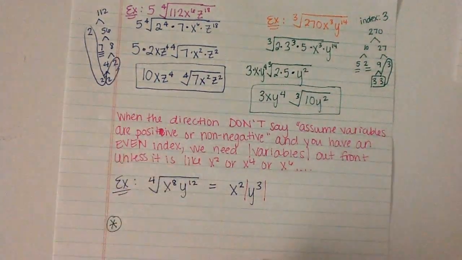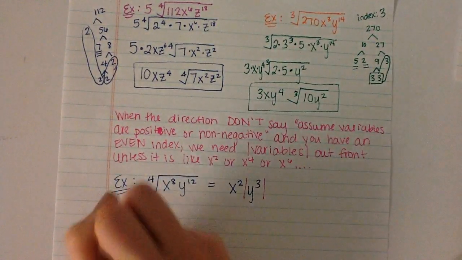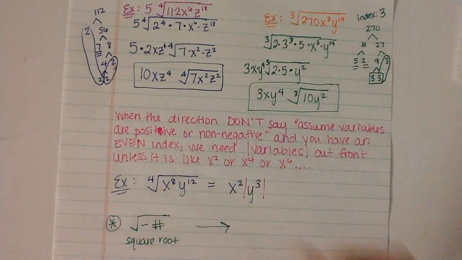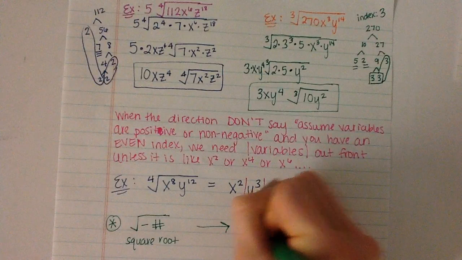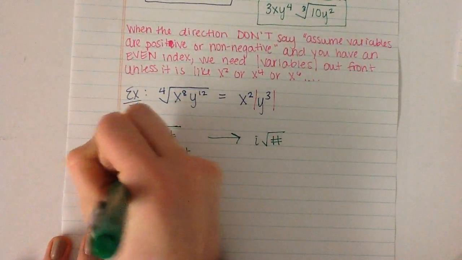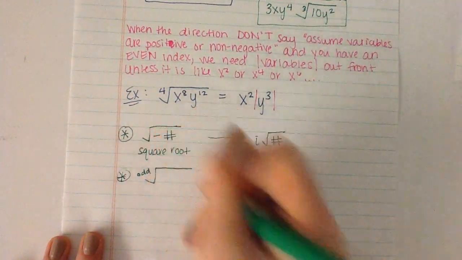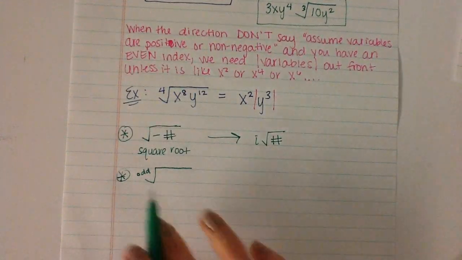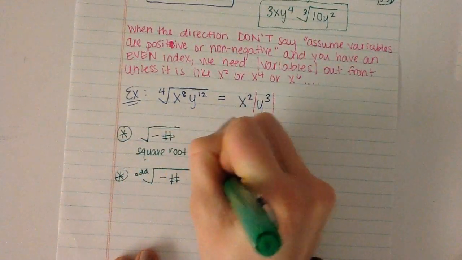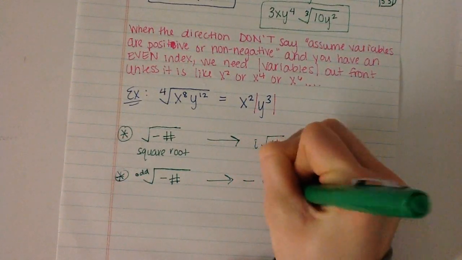So, if we have the square root of a negative number, that's where we get our i, the imaginary number. And if we have like the cube root or the 5th root, an odd root of a negative number, we're going to take the negative out and still have that odd root of the number.